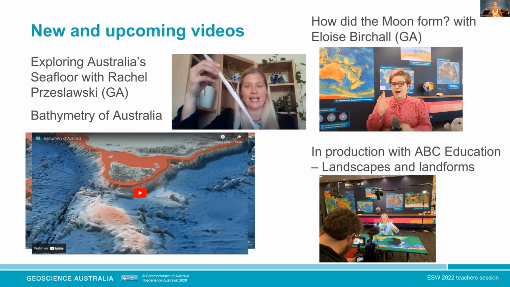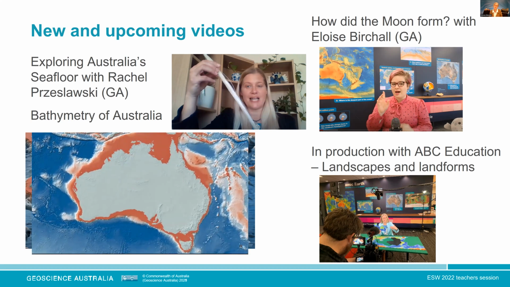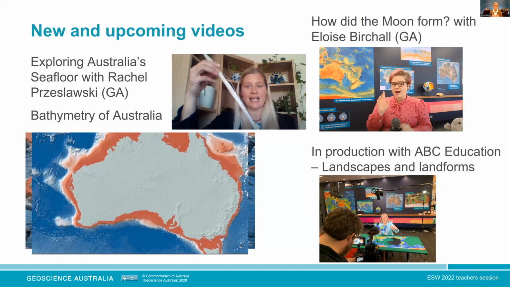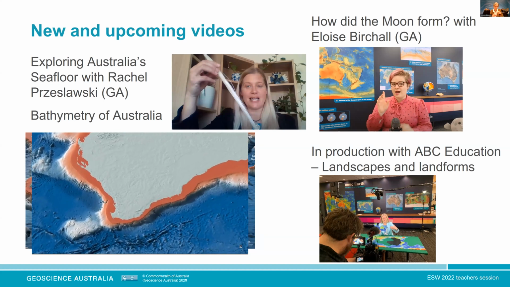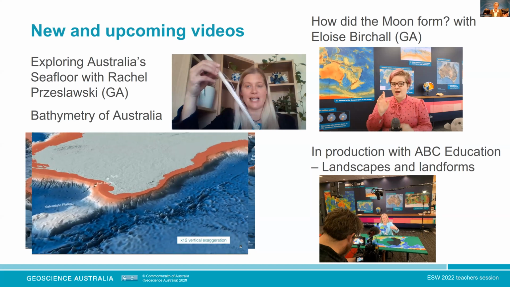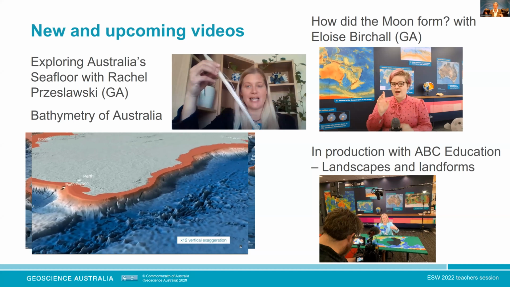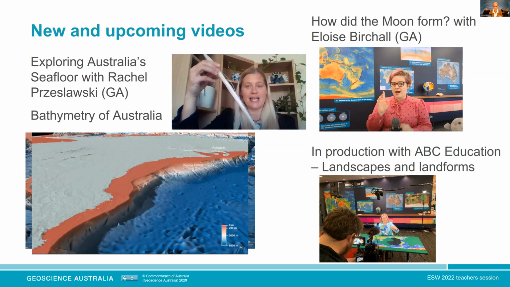So we've got Rachel in the top picture talking about glass sponges, and she explains in her video how we actually know the shape of the seafloor. We've got a brand new video from Eloise, who's talking about how the moon formed. And if you have the opportunity to come here to Canberra, we have a piece of moon rock that was brought back by Apollo 17 that you can touch. It's a piece of basalt rock that you can actually touch, and it's the only touchable moon rock in the whole Southern Hemisphere.